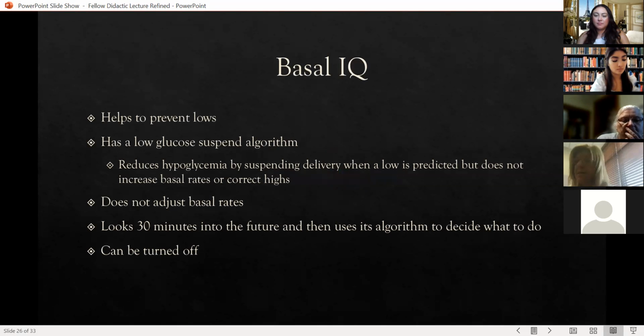Again, terminology. Basal IQ is kind of like manual mode in Medtronic. This is where it will suspend on lows. It will also resume. If the lows get fixed pretty quickly, then the basal rate will also resume for you. It also will suspend hard, and it can automatically turn off if the low is sustained. So Basal IQ is just like manual mode, but it's the terminology used in Tandems, sorry, not Medtronic. Next slide.